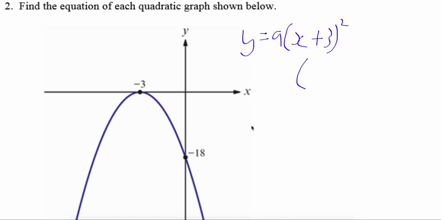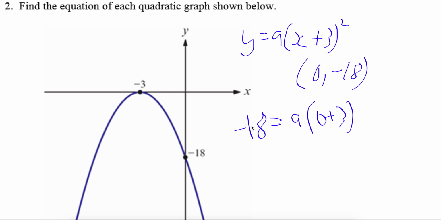We know it has a y-intercept of minus 18, so we know it goes through 0, minus 18. That gives me an x-coordinate and a y-coordinate. I can substitute those in, so I know that minus 18 equals a, trying to find, 0 plus 3 all squared. So minus 18 is equal to a multiplied by 3 squared.